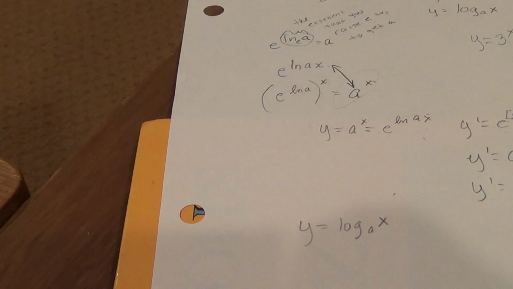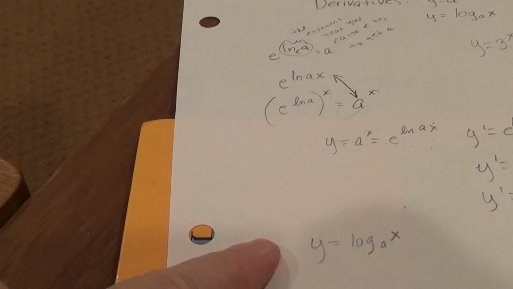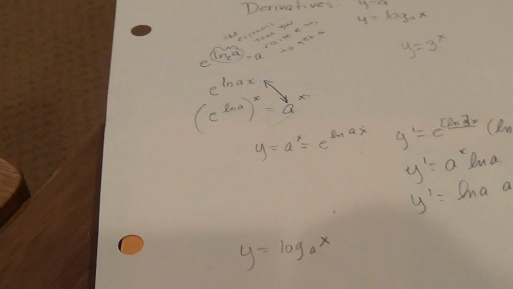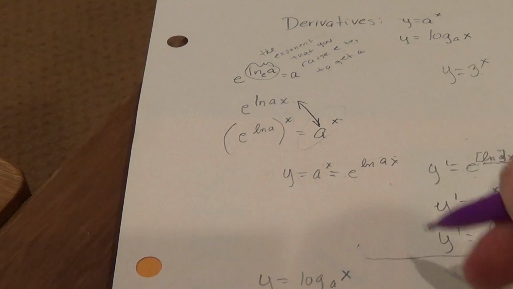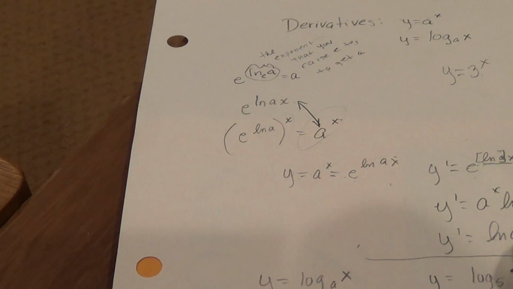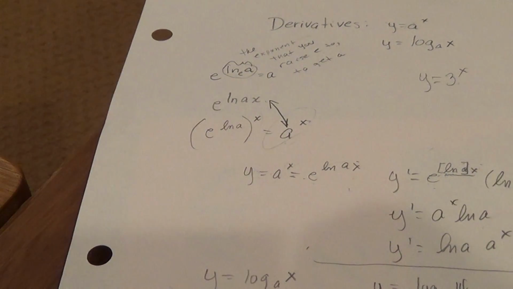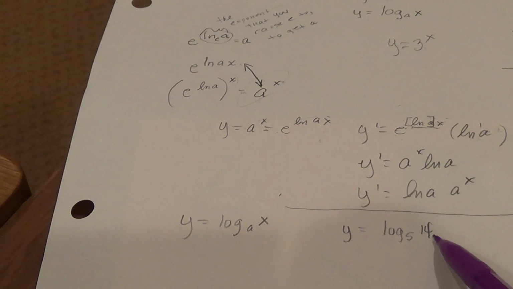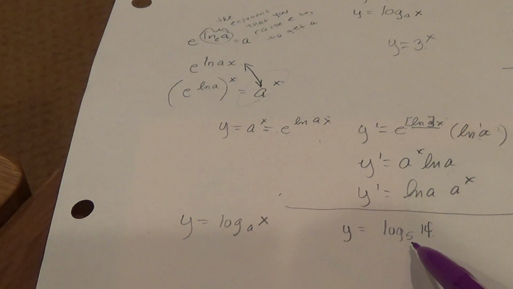Part 2, y equals log to the base a of x. Alright, so this one is a little simpler to understand than the last one. When we have y equals log to the base a of x, you'll recall from last year that when you had y equals log to the base 5 of 14, we learned how to find on our calculator logs of other bases.